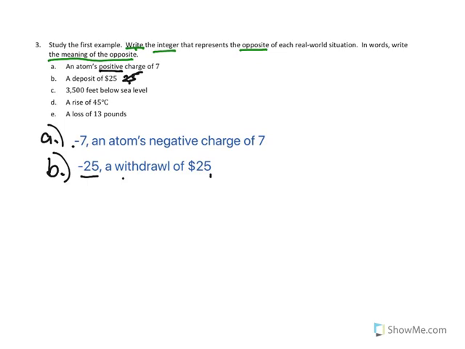Okay, so try C. 3,500 feet below sea level. What's the opposite of that?